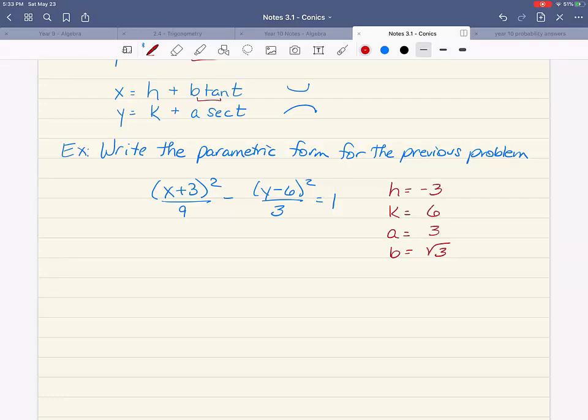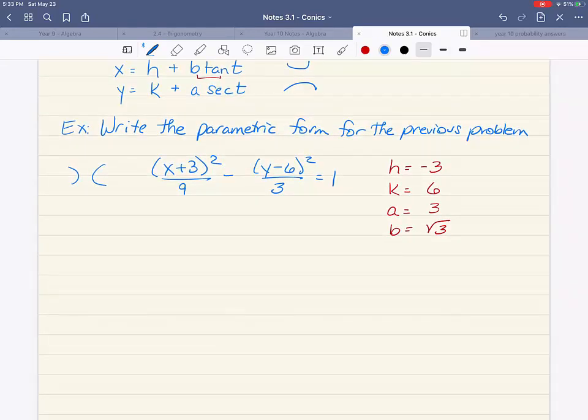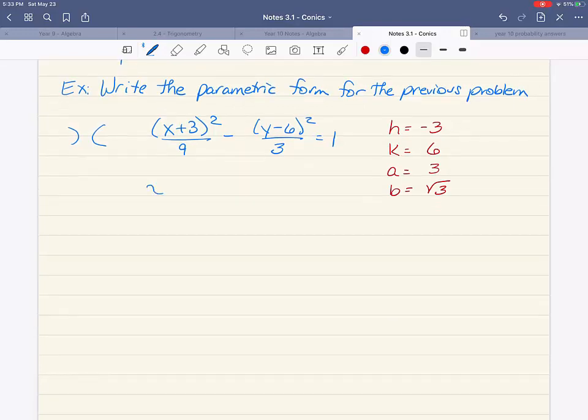Now the question is, which way does this one open? This one opens because x is first, it's left and right. So you're going to use the top set of equations. But actually, I'm going to do this without even looking at those equations. I'm going to remember that it's x equals and y equals. The h goes with the x, the k goes with the y. Now, a and secant go together. Who gets the a, the x or the y? The a goes with the x because it's under the x fraction. So this will be 3 secant of t. This will be square root of 3 tangent of t, and we're finished.